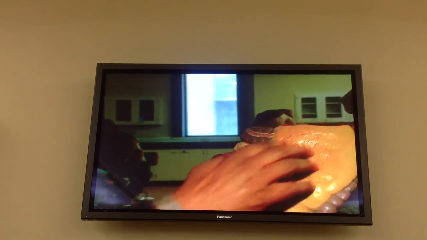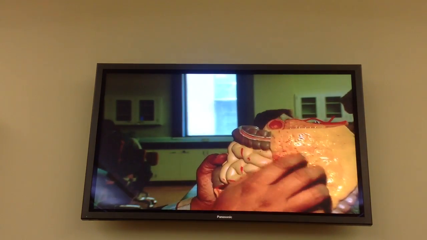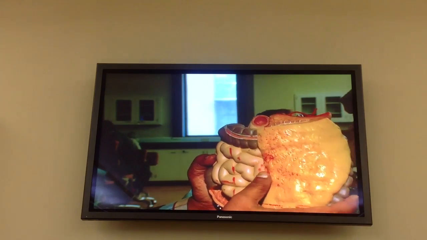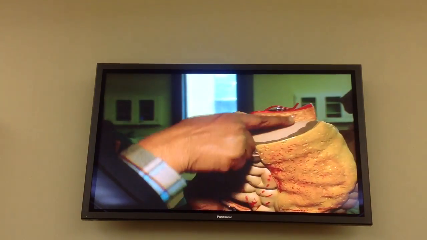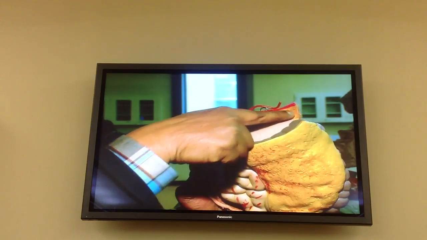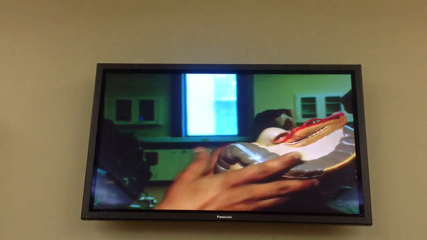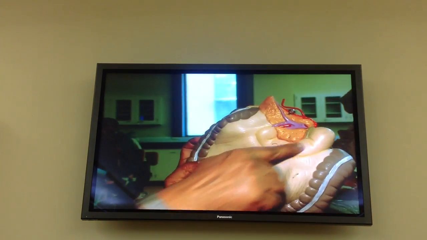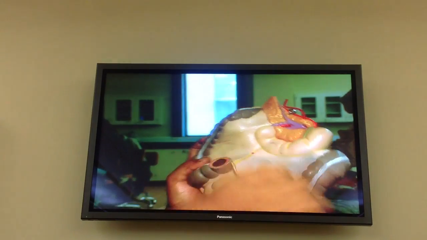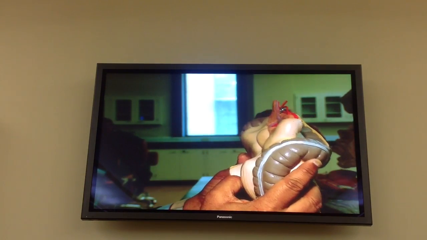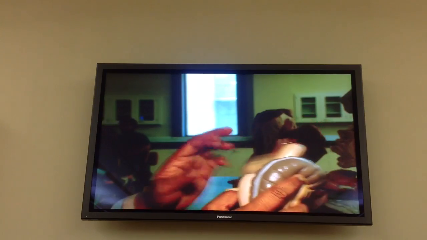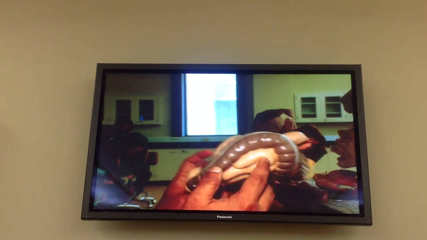This is greater omentum. You see fat is there inside, greater omentum. What is this structure? Pancreas, very nice. What is this structure? Good. Spleen is not duodenum. Duodenum. Okay?